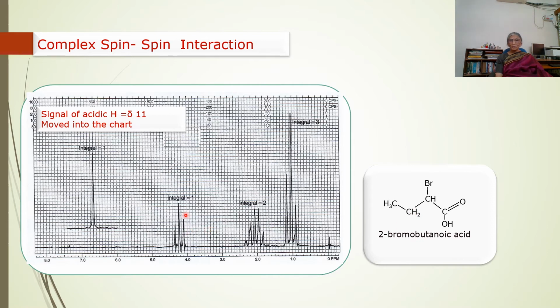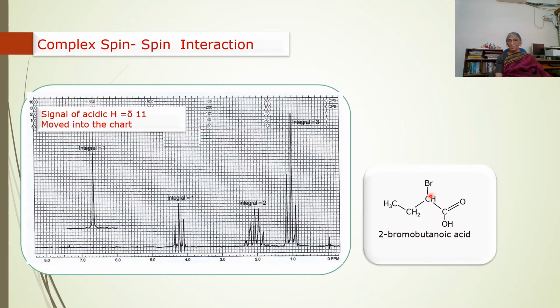Now coming to the signal of the methine proton. The signal of the methine proton splits into 3 peaks. It is also a triplet. So the presence of a triplet also indicates that the neighbor of the methine proton is 2 protons.